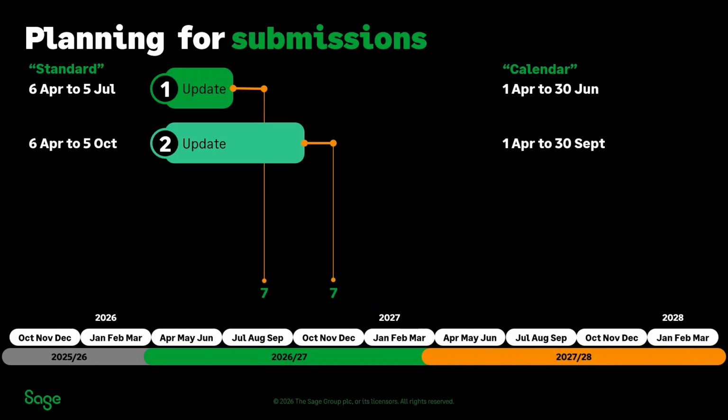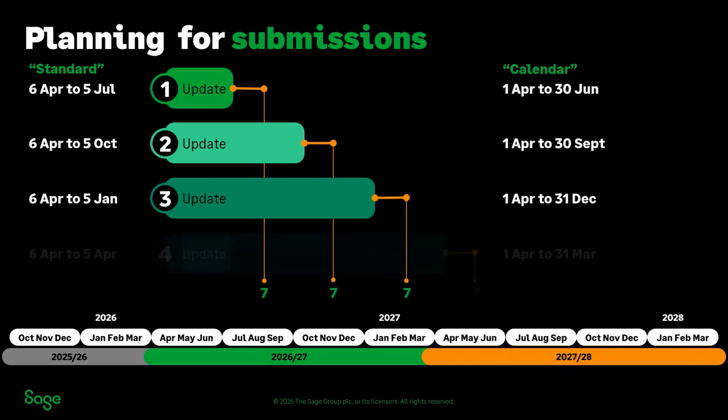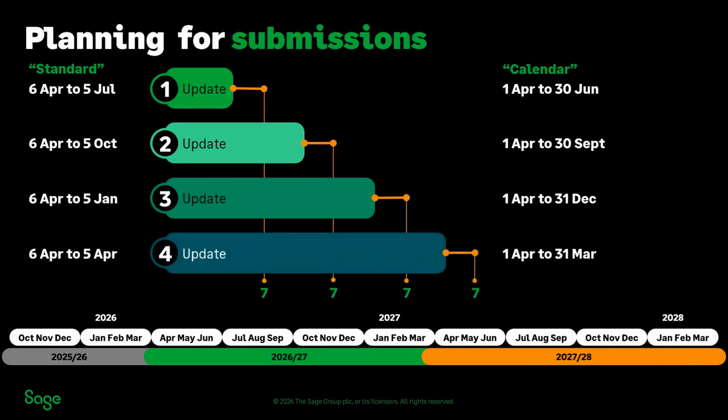So it then runs from the 6th of April to the 5th of October. 6th of April to the 5th of January. And then the 6th of April to the 5th of April. So you can see the periods are cumulative. Like I say, whatever happens in quarter one, when you get to quarter two you may need to make some adjustments or changes, so the periods are cumulative.